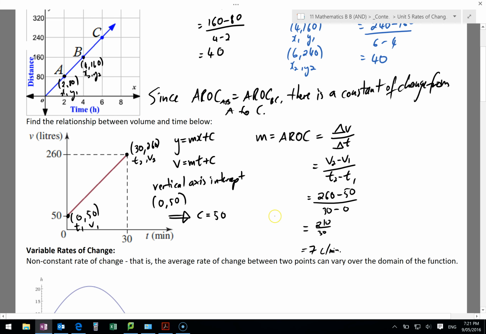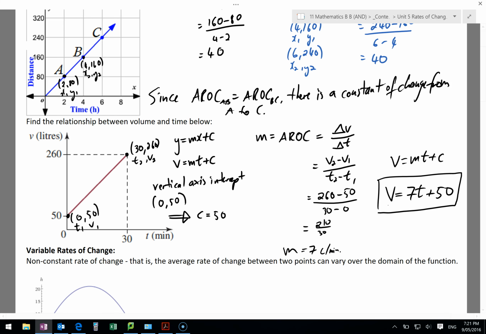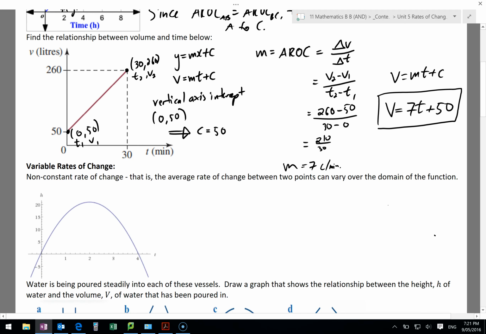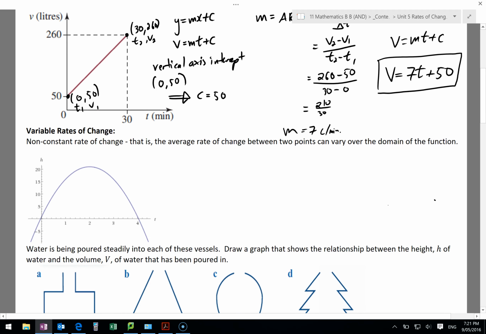So my function, which was v equals mt plus c, the relationship between the two variables, will be v equals 7t plus 50. Okay, so we can use y equals mx plus c when we know we've got a constant rate of change. In some scenarios, we won't have constant rates of change. We'll have variable rates of change, where the average rate of change between 2 points can vary over the domain of the function. We've done these sort of calculations before.